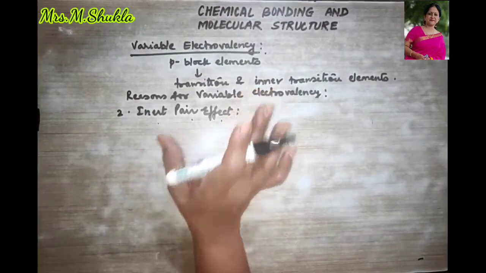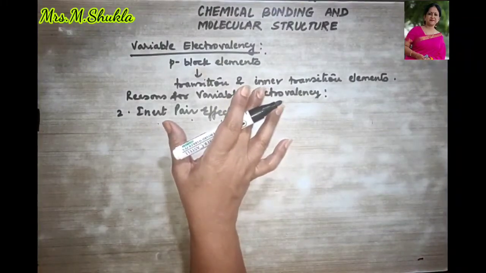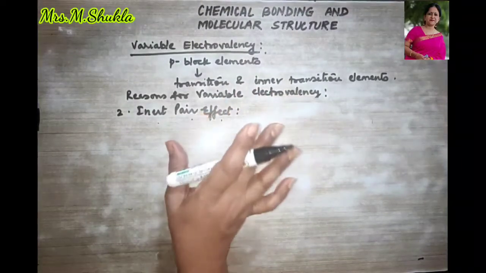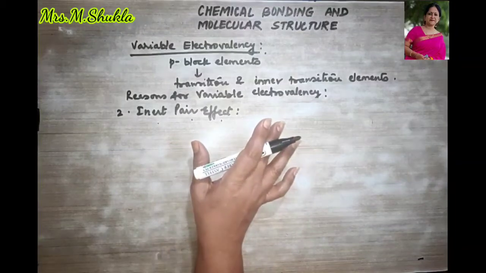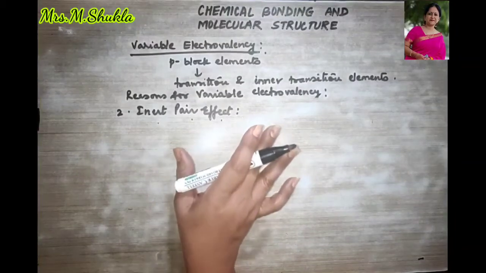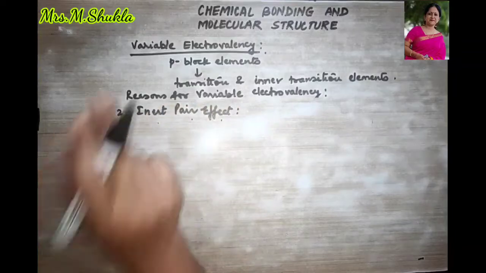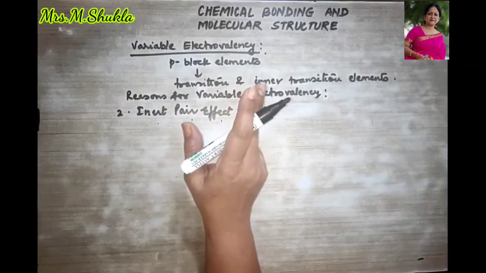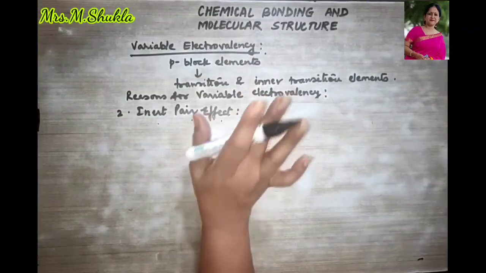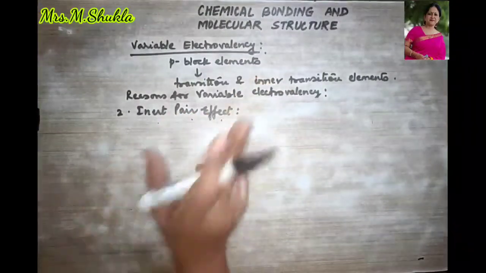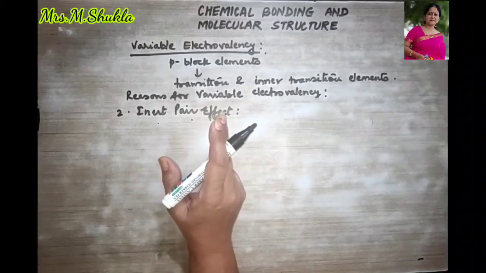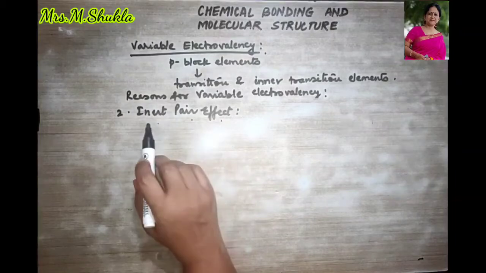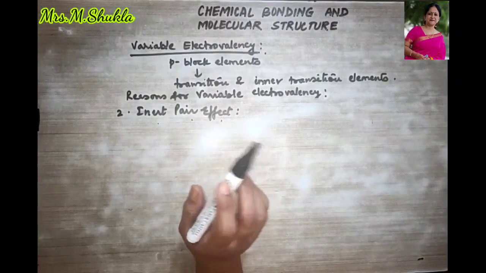That there are certain heavier representative elements which are found in the third, fourth and the fifth groups. They show lower valencies. What do I mean by that? That only electrons which are present in the p subshell are lost, but ns2, that is s subshell electrons, remain intact. Thus, the reluctance of these s electron pair to take part in the bond formation is known as your inert pair effect.